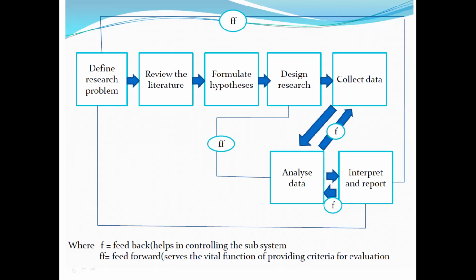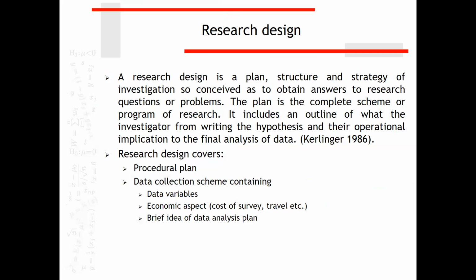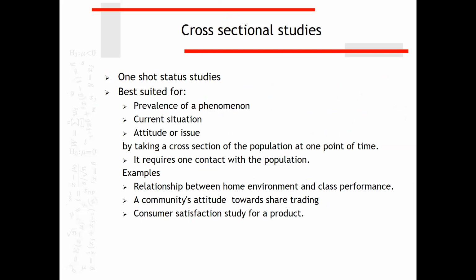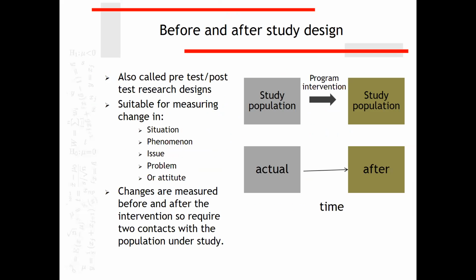From the last class, I was at the blueprint of the research, that is, the design of the research. The design of the research is nothing but a procedural plan. So we covered this part. We studied that if we want to study any phenomena at one time stamp, we call it a cross-sectional study.